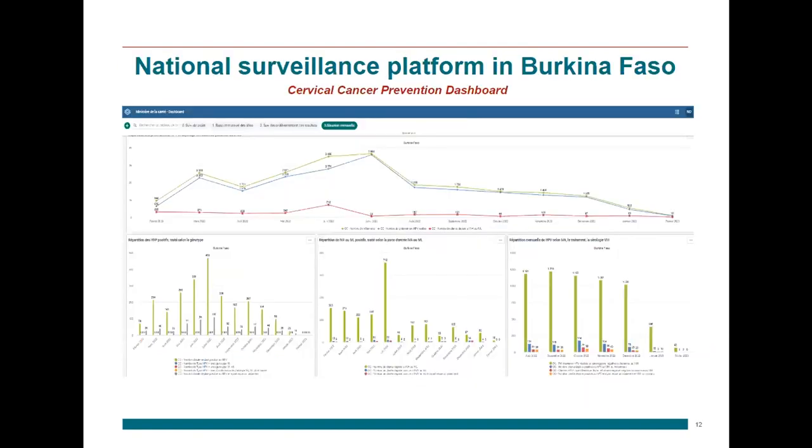Next, please. So this is one of the outputs of the data collected. This dashboard is used more at the central level, but also at the national program level, where we can show the cascade of care for the secondary prevention and also the screening throughout the time.